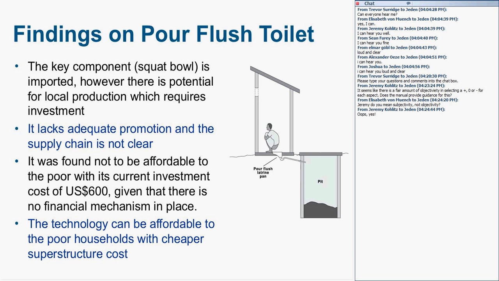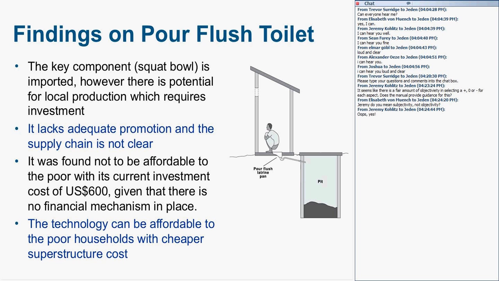Another point that we realized was that so far the pour flush toilet has been promoted within projects that are supported with national funds. So there hasn't been a broad-based promotion to let individuals who want to acquire sanitation technologies go for it. And therefore, people are not even aware of how to access the squat bowls. And we also realized that as a water-based technology, it might not be so feasible in areas with acute water shortages, even though the amount of water required is minimal compared to WC.